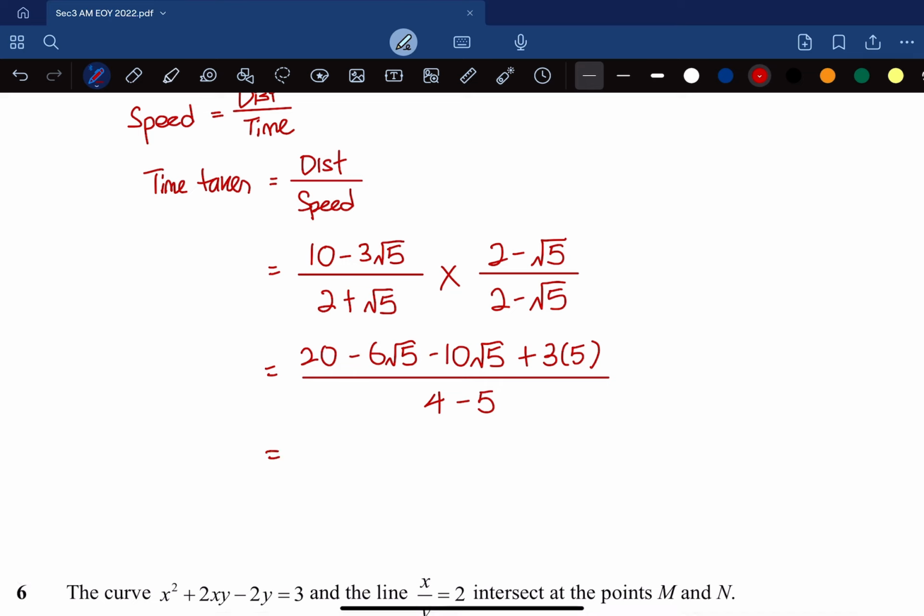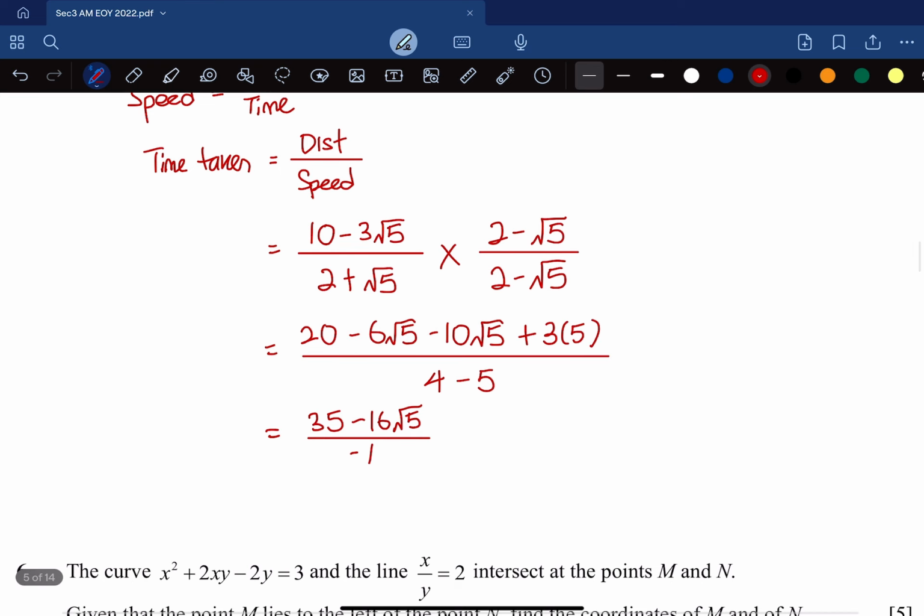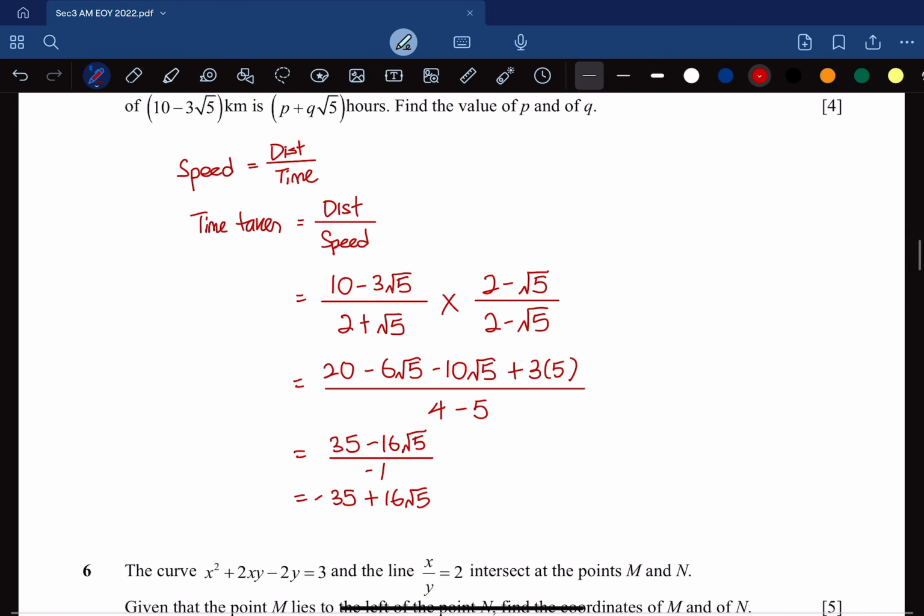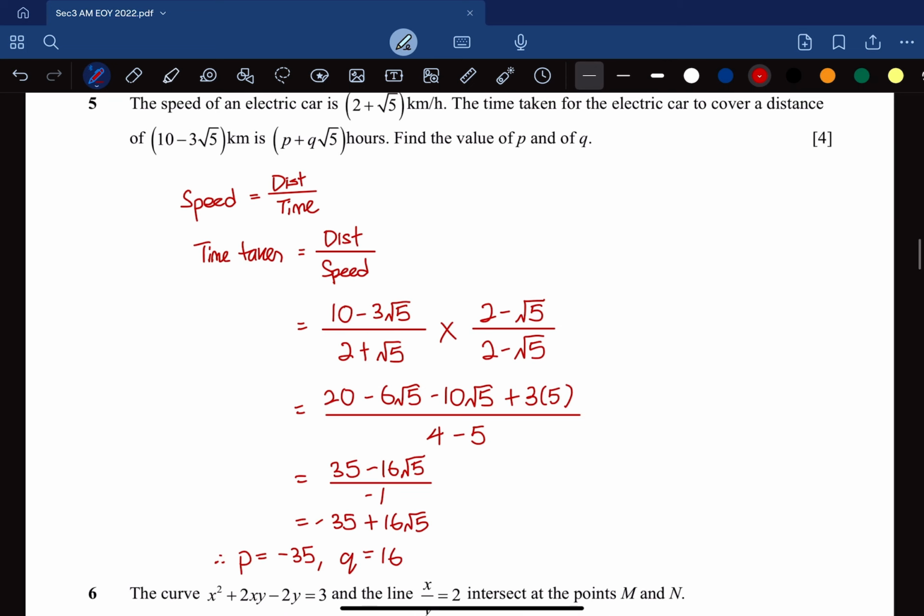Simplify everything from here. My numerator will give me 20 plus 15, 35, minus 16 root 5, the whole thing divided by negative 1. The answer is negative 35 plus 16 root 5. So therefore, the question says find the value of P and Q, so you must state an answer statement. Therefore, by comparison, P is equal to negative 35, Q is equal to 16. Okay, and that is my answer to question 5.